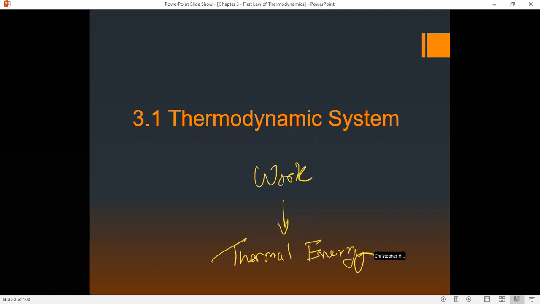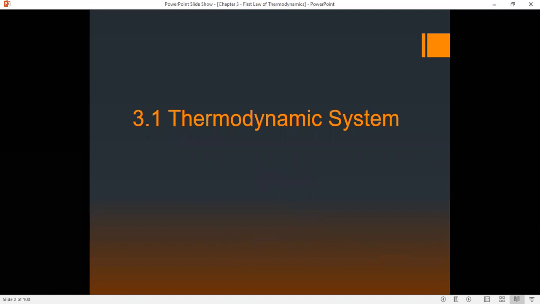And this thermal energy can come in the form of heat or extracted from some internal energy from a system. So look at the word thermodynamic. Thermo, talking about thermal energy being converted into work. Dynamic. Dynamics is the study of motion. So again, we are going to convert thermal energy into mechanical energy. That's the whole idea of thermodynamics.